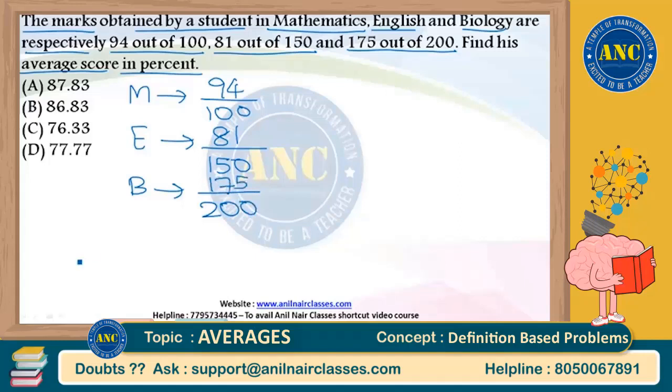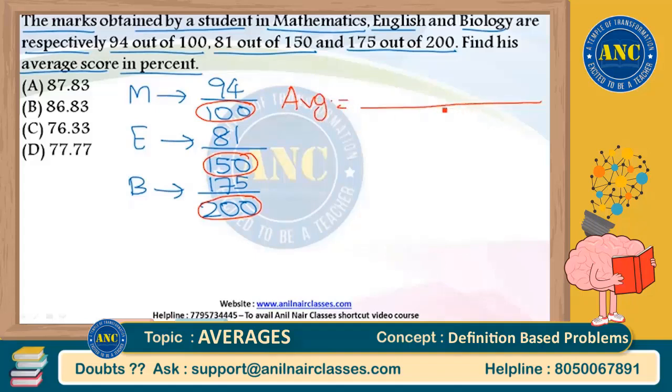I have seen so many students doing this kind of methodology and wasting time. They have denominators as 100, 150 and 200. They will try to take the LCM and make the common denominator. You can do all these things, but it is not required, sir. You can just do it very easily and get the answer very fast.